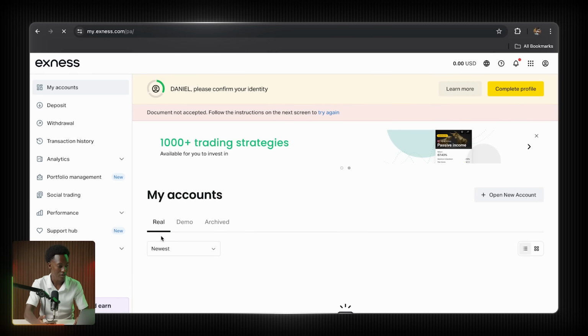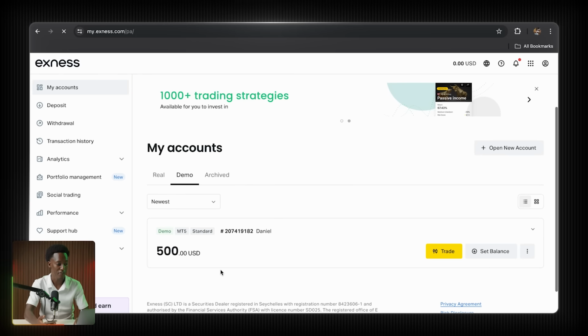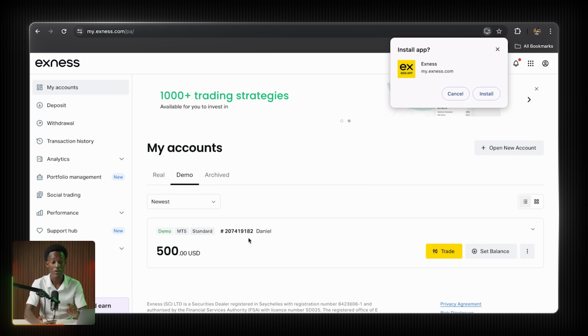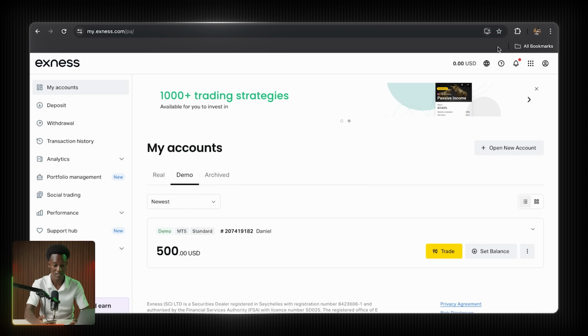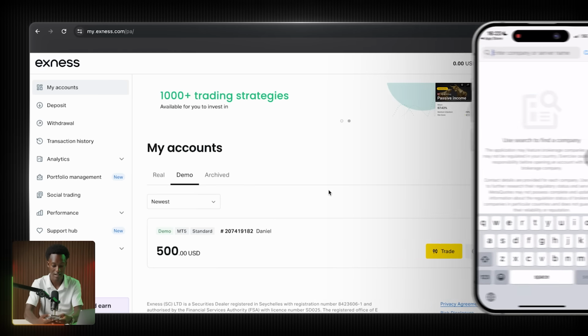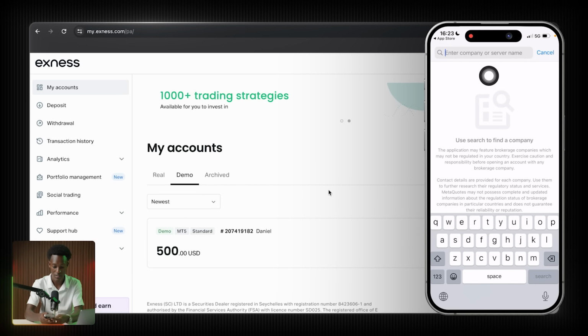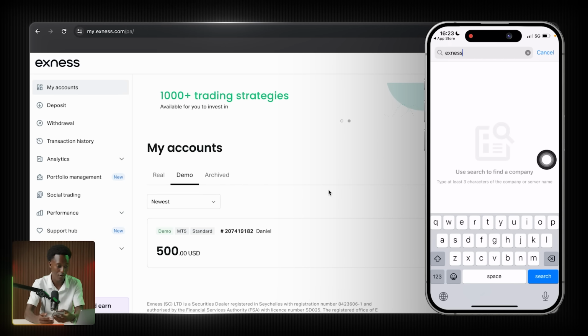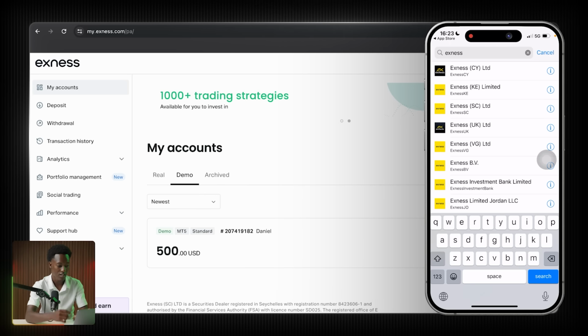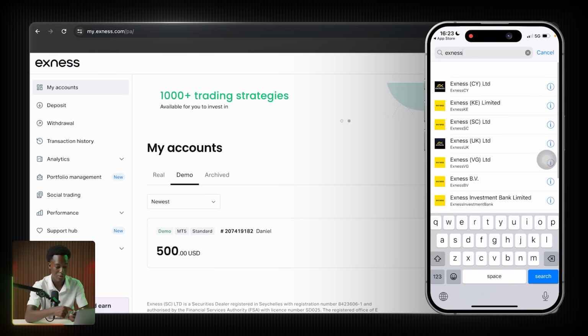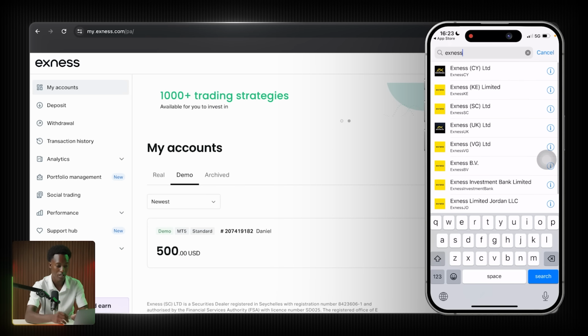So back here, let's check our demo account. All right, perfect. So we had created this account with Excellence, that being the broker. So we shall come over here and type in Excellence, to make it easier. Now you can see we have a whole ton of Excellence profiles showing up. So we need to understand which of these is the one that we are supposed to use.